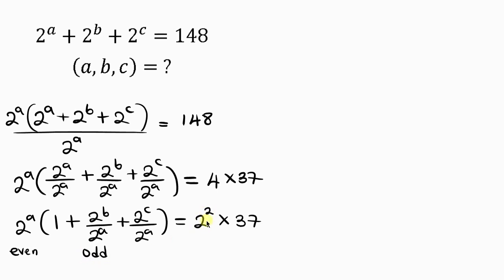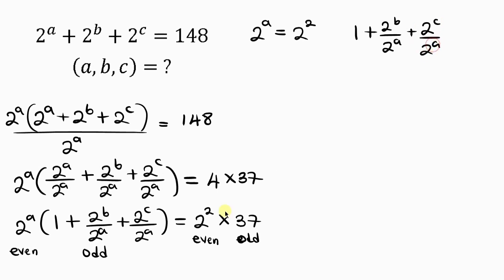Now, 2 squared is even, but 37 is odd. Let's compare. The even number on the left, 2 to the A, will be equal to the even number on the right, 2 squared. And for the odd on the left-hand side, we have 1 plus 2 to the B divided by 2 to the A plus 2 to the C divided by 2 to the A, equal to the odd on the right-hand side, which is 37.